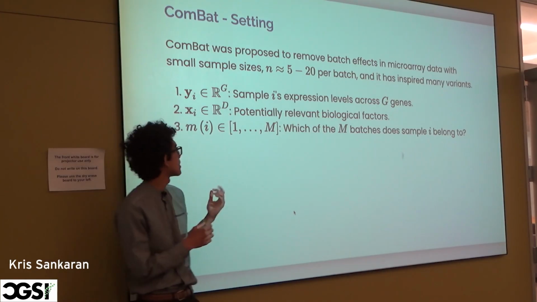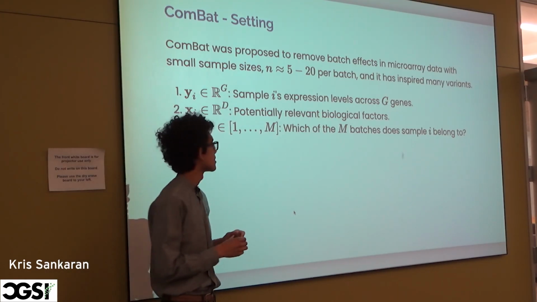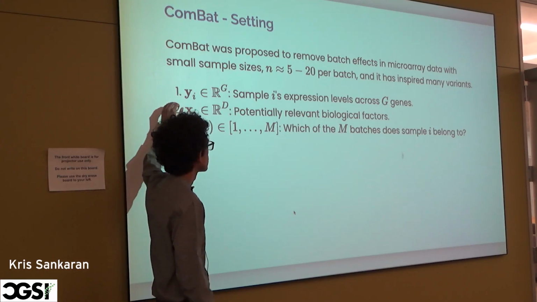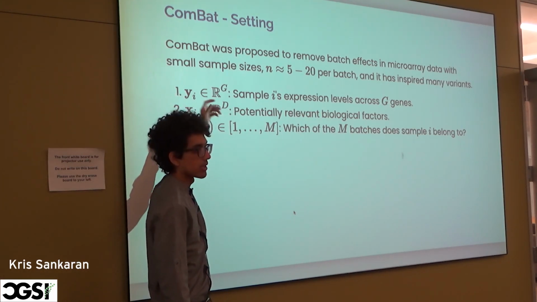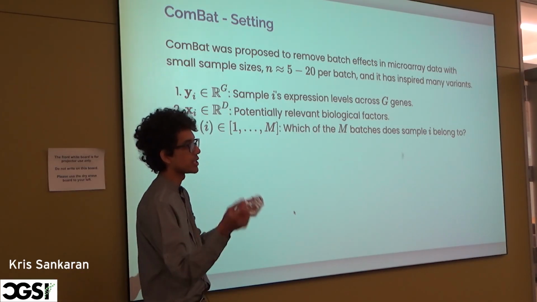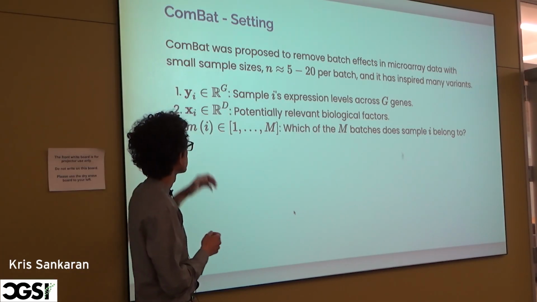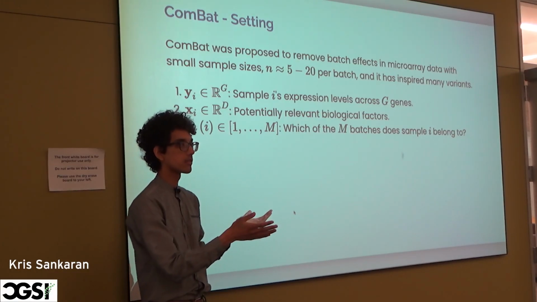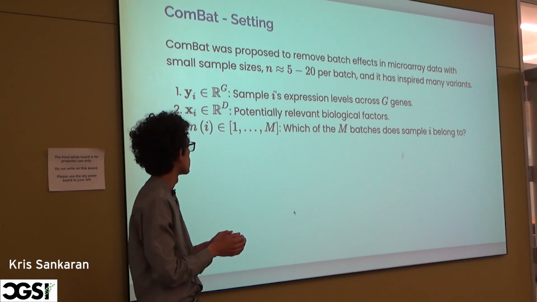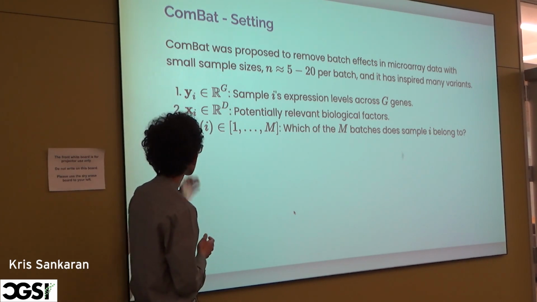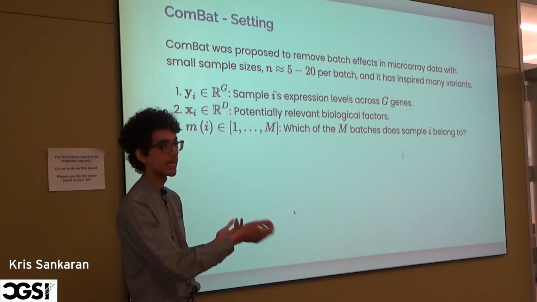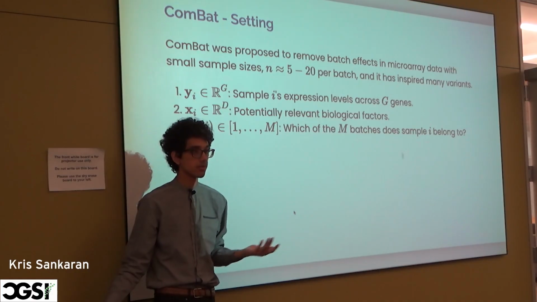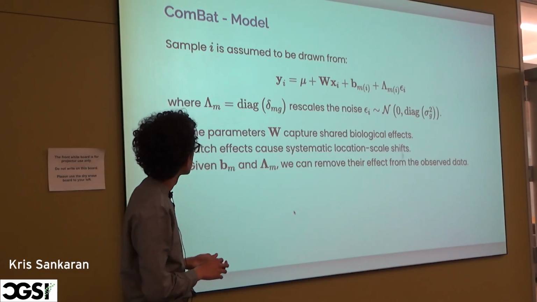So ComBat. ComBat stands for combining batches. Where does it come from? So the notation. We're going to use y_i, gene expression across G genes for sample i. x_i, these are known biological factors. So it could be which treatment group did it come from? Disease, healthy, maybe time points. m_i is going to be indexing which of the M batches the sample comes from. So like M hospitals. And this is the entire model.